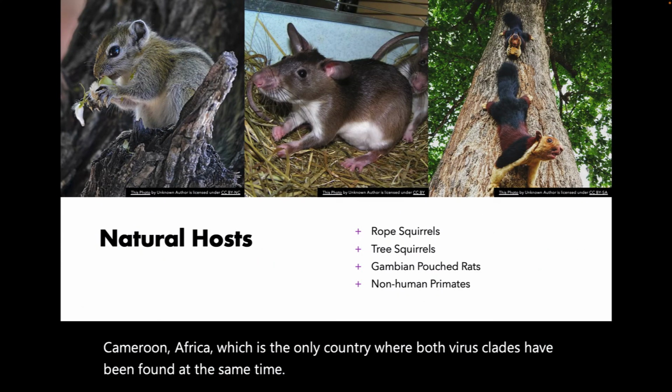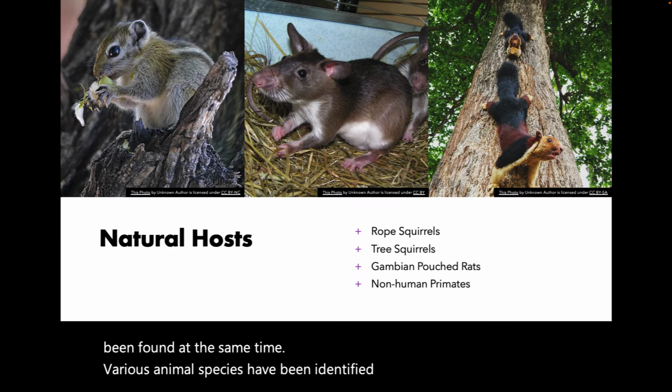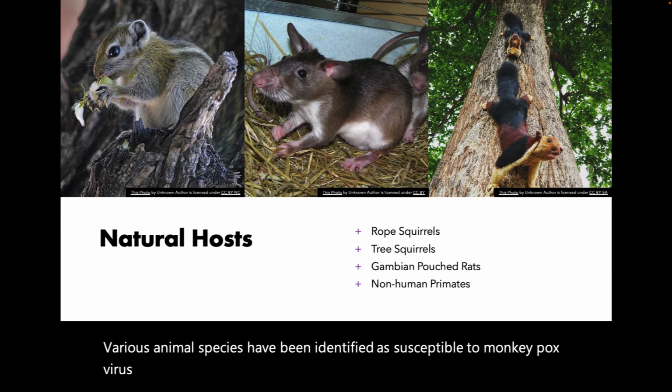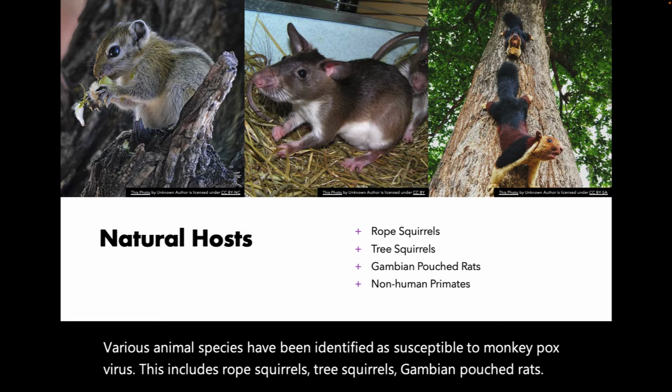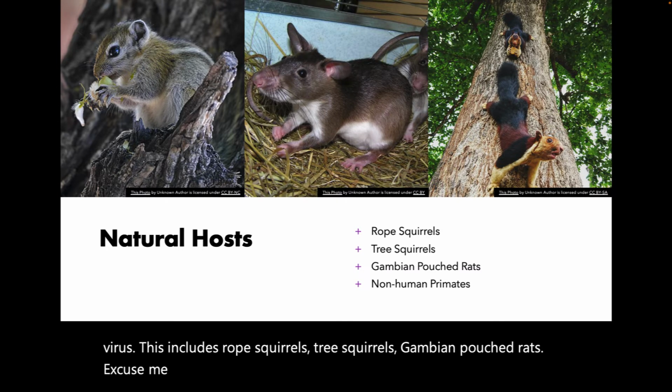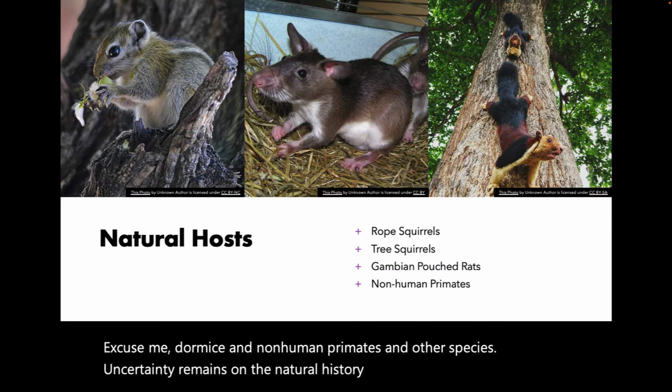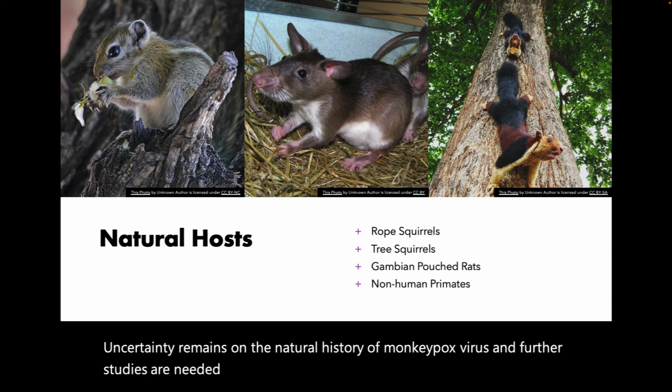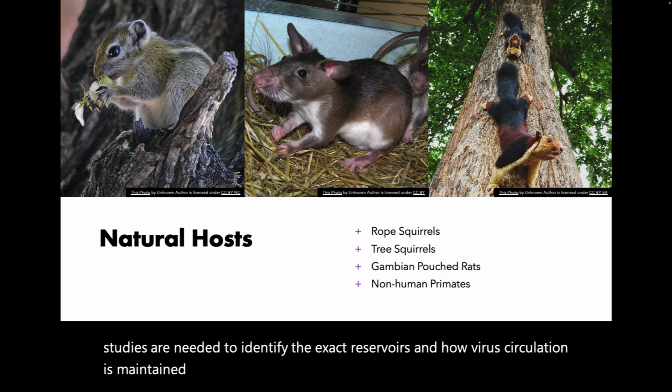Various animal species have been identified as susceptible to monkeypox virus. This includes rope squirrels, tree squirrels, Gambian pouched rats, dormice, and non-human primates and other species. Uncertainty remains on the natural history of monkeypox virus, and further studies are needed to identify the exact reservoirs and how virus circulation is maintained in nature.